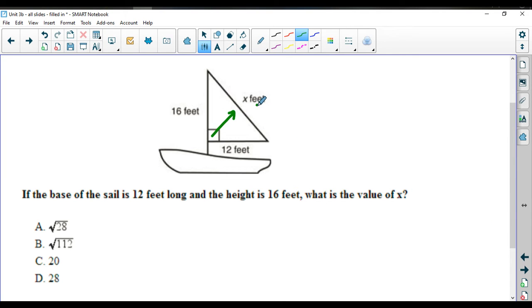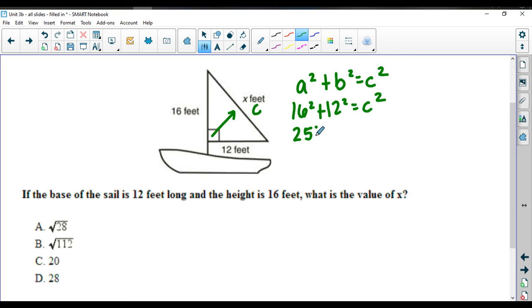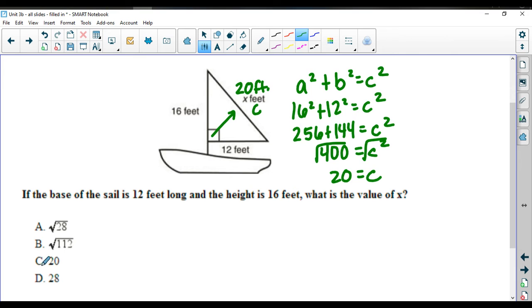So this across here is your hypotenuse. So you're going to have a squared plus b squared equals c squared. 16 squared plus 12 squared equals c squared. 16 squared is 256. 12 squared is 144, which is equal to c squared. Adding these two together, I get 400 equals c squared. And when I take the square root, 20 is equal to c. So this side right here is 20 feet. And that would be letter C.